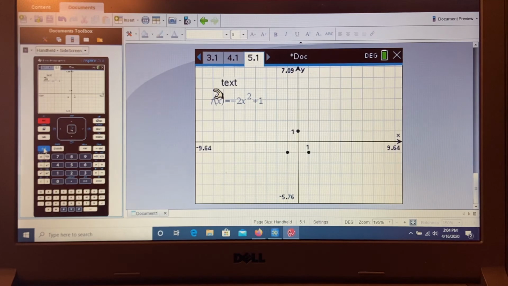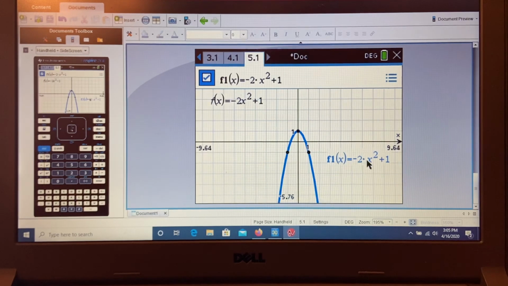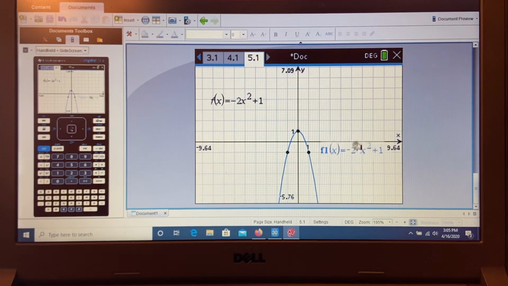So let's make sure that our equation goes through there. There is our equation. So let's enter. And our equation goes through those 3 points. So that is how you graph using the vertex form.